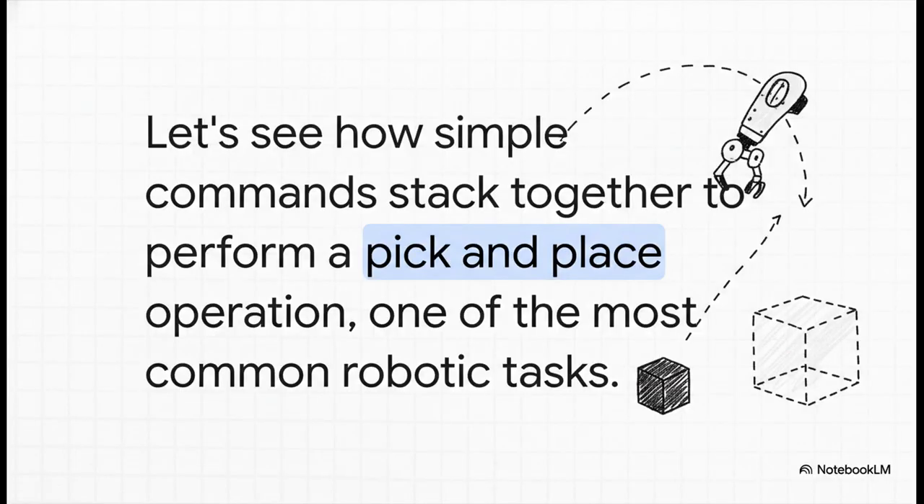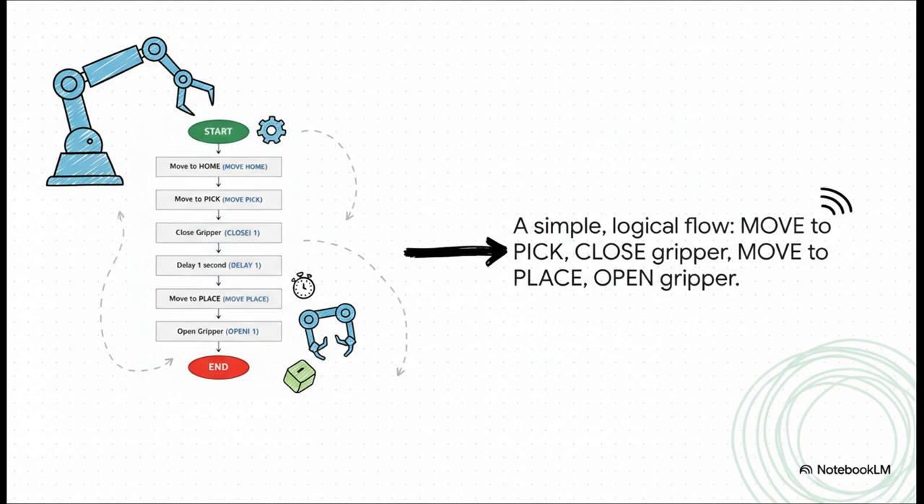Now, let's see how we can stack these simple commands together to perform one of the most common, most essential robot tasks out there, a simple pick and place operation. And this flowchart lays out the logic perfectly. The program starts, the robot moves to its home position, and then it goes to the pick location. The command close I1 tells the gripper to close and grab the object. Then it moves over to the place location. Open I1 tells the gripper to open up and release it, and the cycle is done. It's a really simple, elegant flow, all built from those basic command blocks we just talked about.